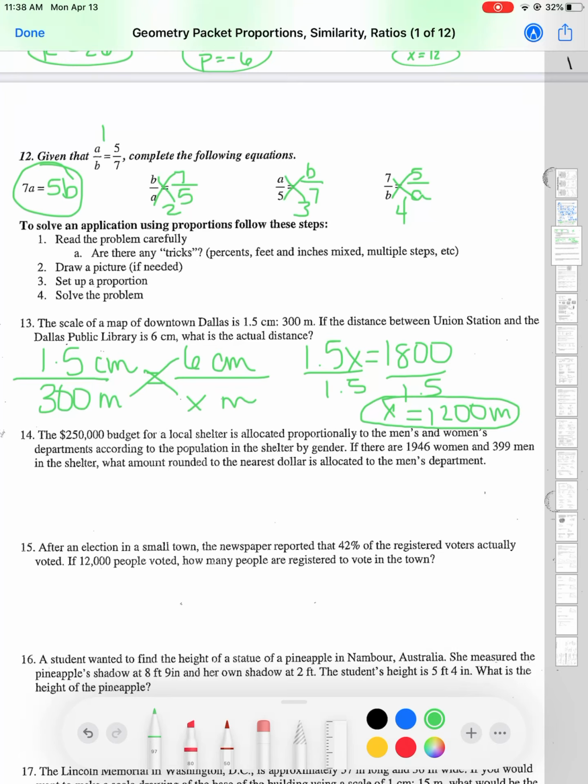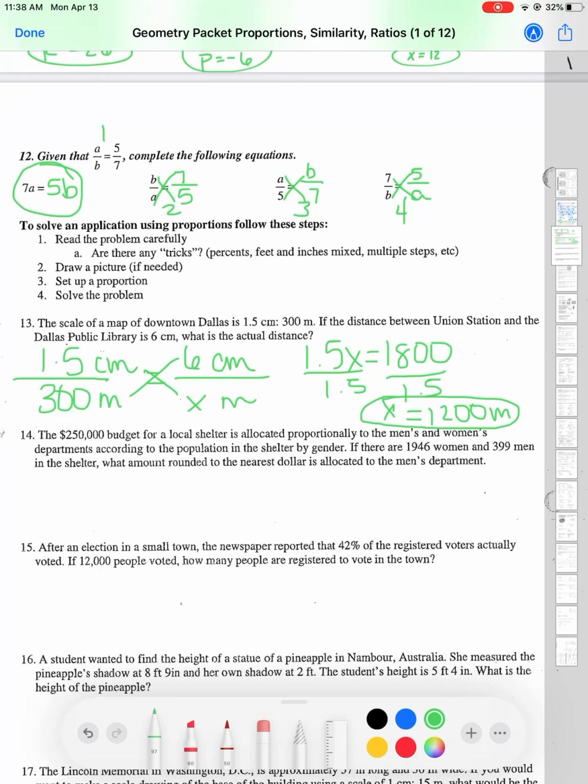All right, so what we have, guys, is the total money. So we want to know how much money out of the total money is allocated to the men. So we need to know the men. But on the bottom we have total. So we need the total number of people. So the total number of people would be 2,345.